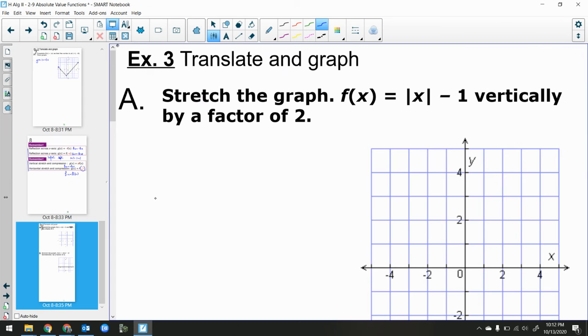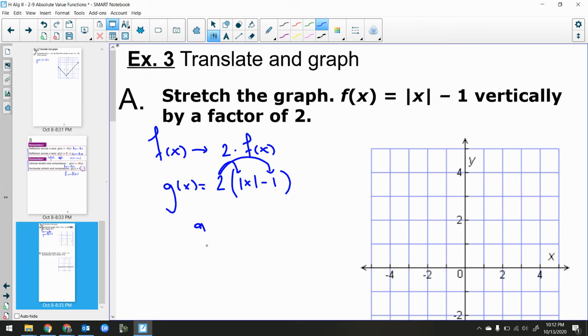Okay, take a look here. Stretch the graph f of x is equal to the absolute value of x minus 1 vertically by a factor of 2. Anything stretched vertically by a factor of 2 would be this. There is my transformation rule. So that means my new g of x is going to be equal to 2 times my entire f of x, 2 times the absolute value of x minus 1. Now, I do distribute in, but be careful here. I can't go all the way to the inside of the absolute value, but I can sit right outside it. And then I have a minus 2.